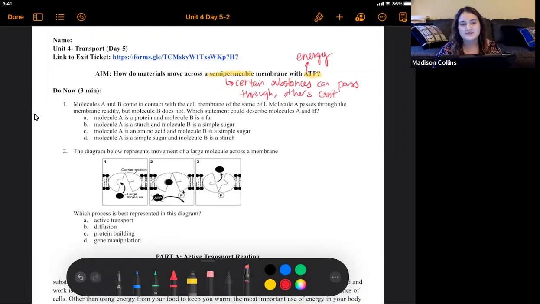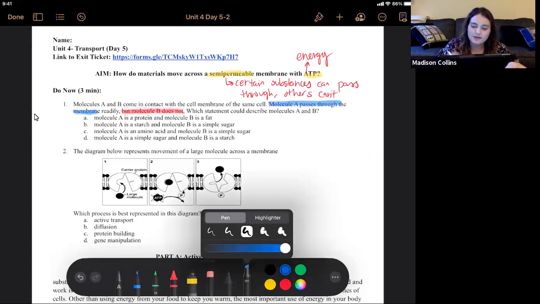I want you guys to pause this video, read through those questions, choose your answer, and then press play when you're ready to go over it. So question number 1 says molecules A and B come in contact with the cell membrane of the same cell. Molecule A passes through the membrane, but molecule B does not. Which statement could describe molecules A and B?